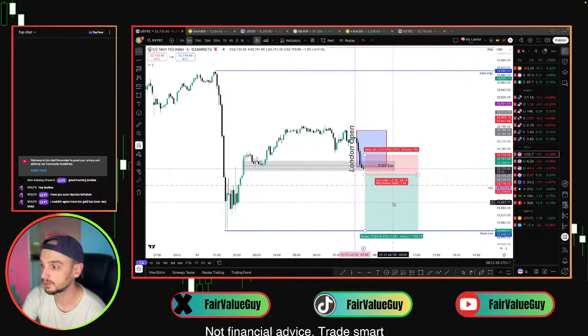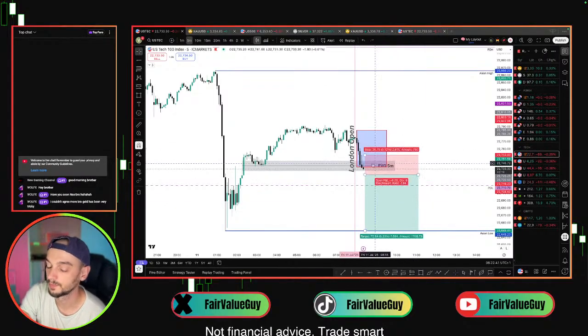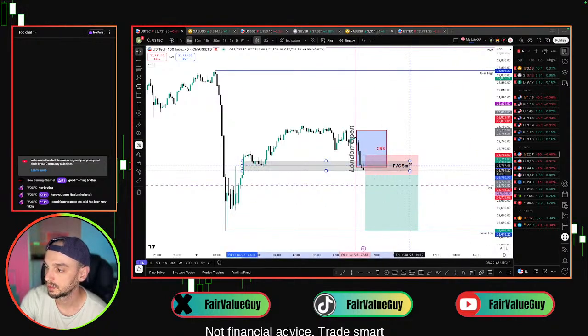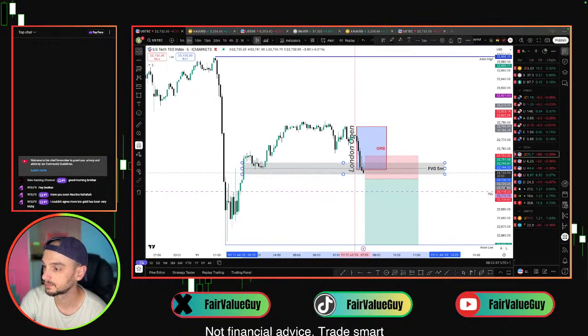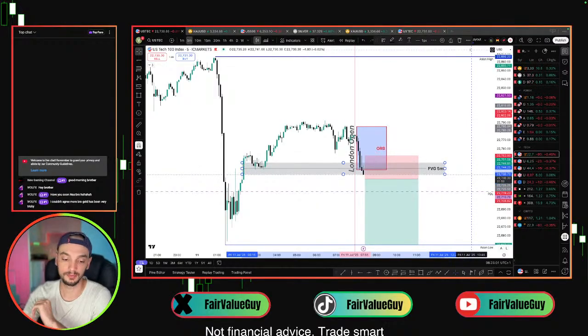How much do we have? 2.84. That's not bad. Yeah, this is a setup we can definitely try. And the question is, should we wait for a tap on the inverted fair value gap, or can we enter on candle close? If we manage to invert it, we're gonna decide now.